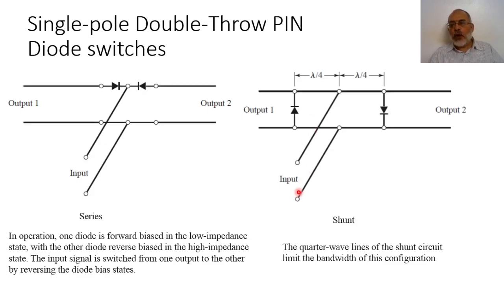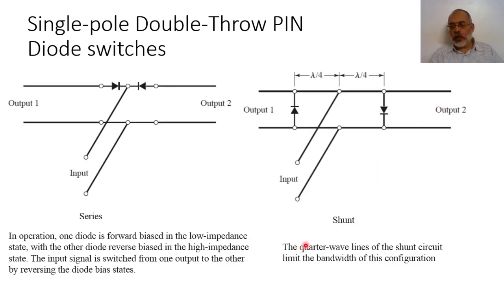So the input power will go here and we'll see an input impedance of infinity in this direction, so it will not move in this direction, it will move in this direction. On the other hand, this diode is an open circuit, so it is equivalent to this transmission line not being loaded by any load, so all the input power here will go to the output too.